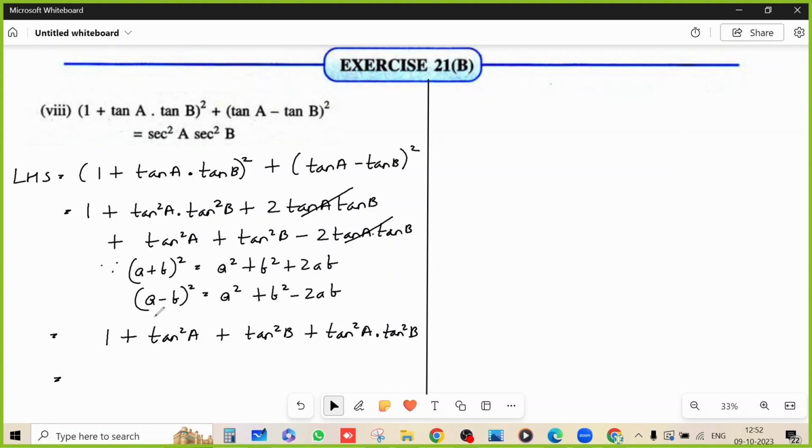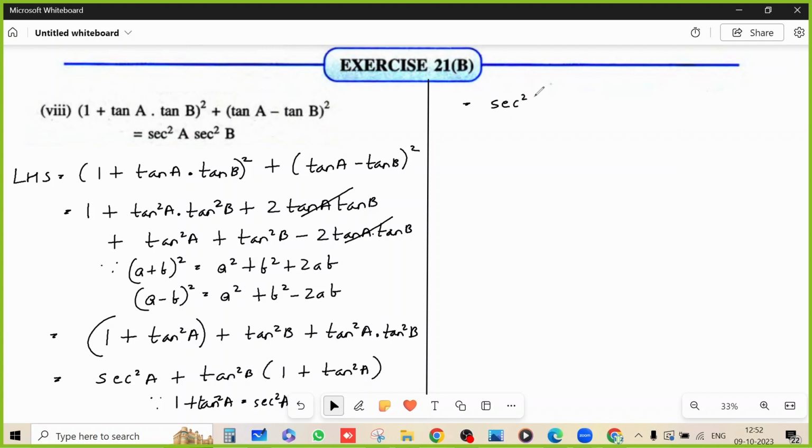Now we know from the trigonometric identity that 1 plus tan square A is equal to sec square A. So this will be written as sec square A plus tan square B can be taken out common from the last two terms. So this will become 1 plus tan square A, since 1 plus tan square A is equal to sec square A according to the trigonometric identity. Now this can be written as sec square A plus tan square B, 1 plus tan square A here again can be written as sec square A.